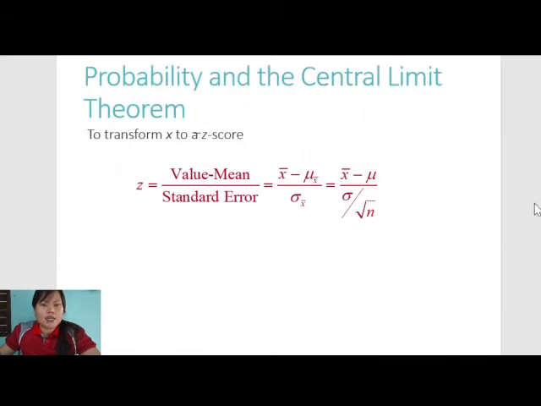Next, to transform x to a z-score, we have z equal to x minus mu of x-bar, your mean, over your standard deviation, wherein your standard deviation is equal to the standard deviation over the square root of n.